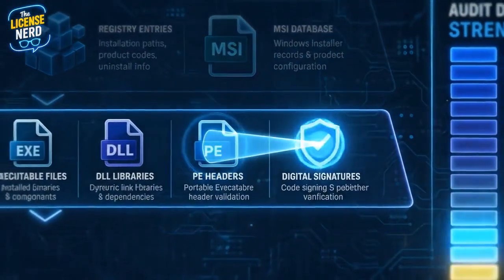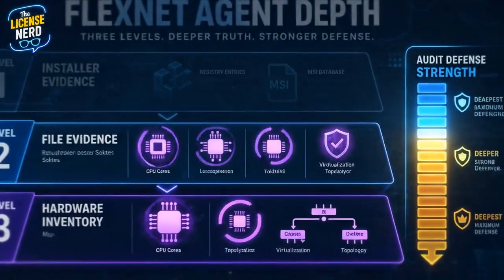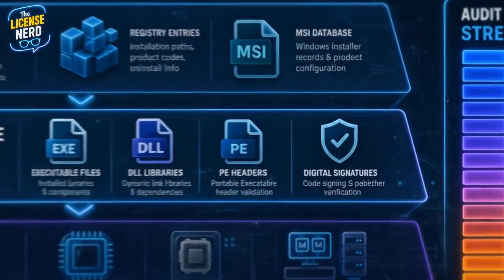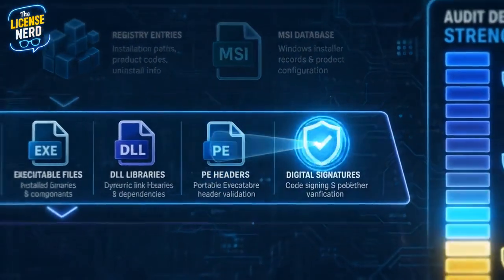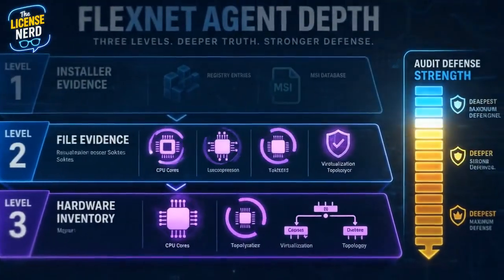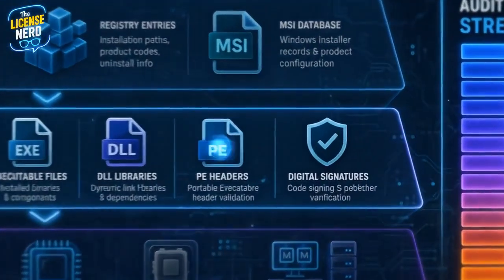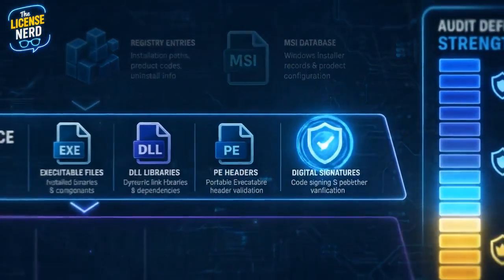The FlexNet agent, deployed across all platforms, including Windows, Linux, Mac, and Unix, captures everything. It even detects Oracle options like partitioning or advanced security by scanning for specific files and processes. Now let's talk about deployment options. The FlexNet agent supports 3 deployment modes.